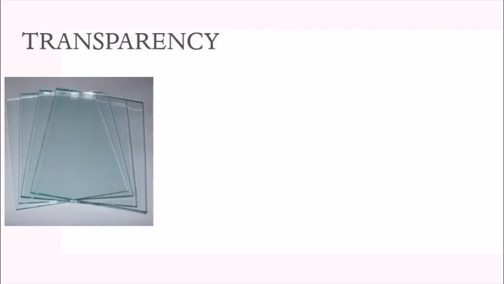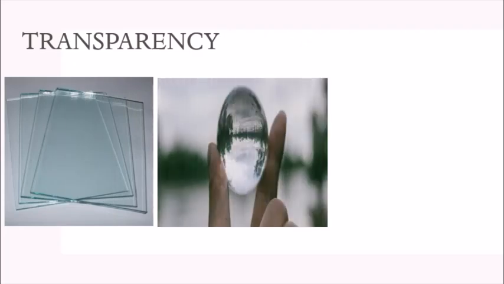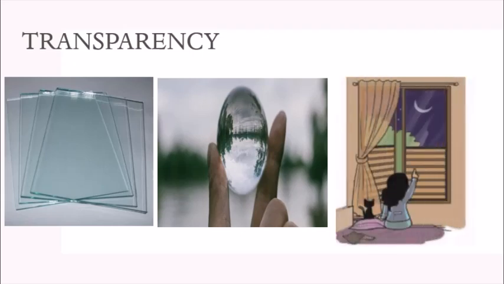When we can look through a substance and see things on the other side, then that substance is said to have the property of transparency, and that particular substance is called transparent. So glass, some types of plastic and clean water are said to be transparent substances.